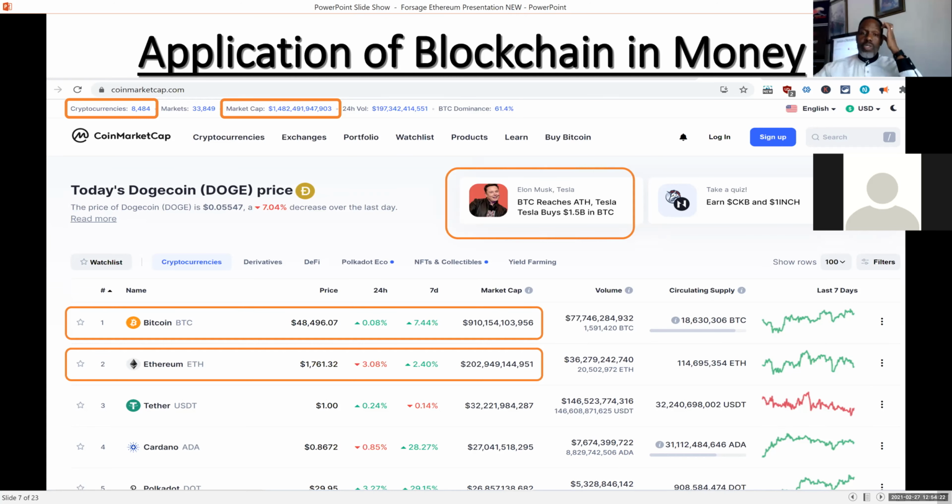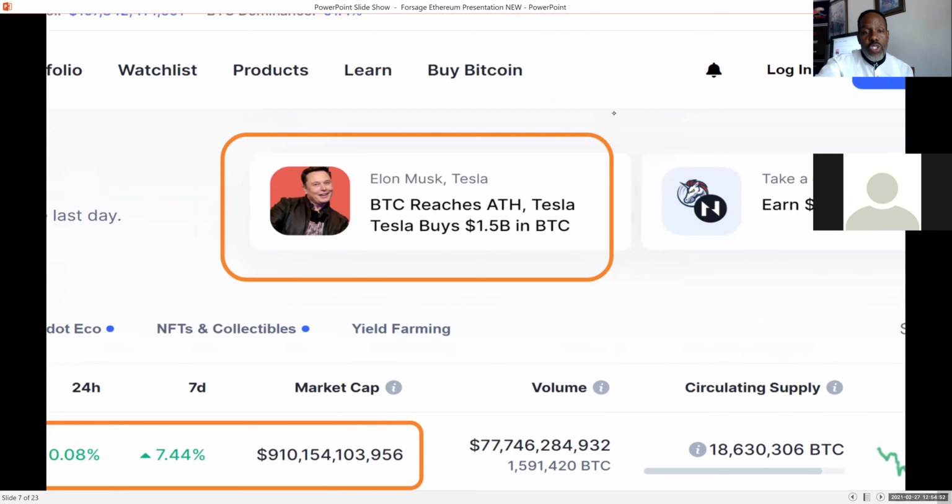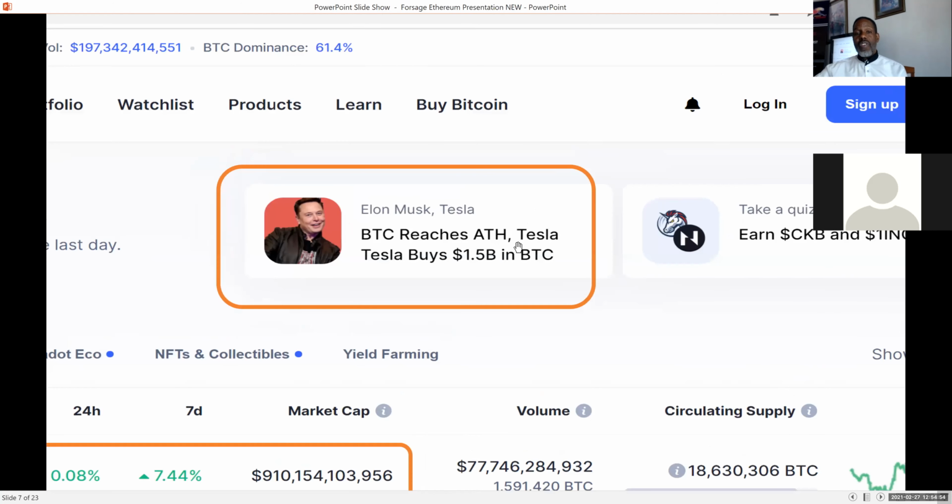And just to mention a few people that have gotten involved in this industry, the richest man in the world today, Elon Musk. I think they keep on interchanging between him and Jeff Bezos of Amazon. If this week Elon Musk is ahead, I think next week the other one is ahead. But Elon Musk invested $1.5 billion in Bitcoin just a few weeks ago.